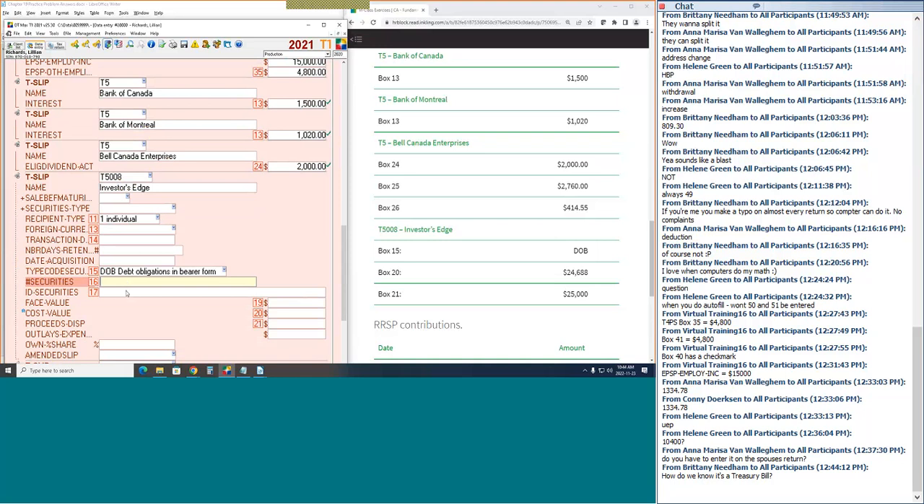ID security, if you have a number of securities, you're going to put it in there. If you have a box 17, you're going to put it in there. I want you to remember your face value and your proceeds have to match. So we haven't given you a face value, but they have to match.